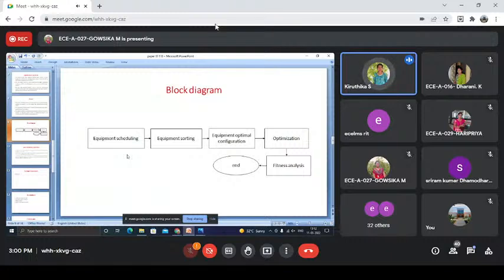Next one, optimization. It clearly defines the clear-cut storage and sorting and shipping allocations. At last, fitness analysis. After conducting these processes, it checks whether the process conducted till now is correct or not, it applies crossover techniques, and finally completes the task.